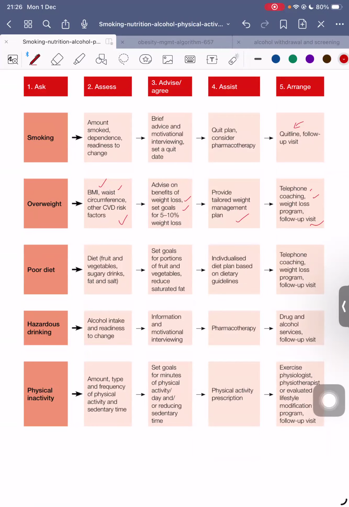So, poor diet. Here, how should we assess? Diet: we can ask how the patient is eating, about fruits, vegetables, sugary drinks, fat and salt, the amount and how often they are taking them. For advice, set goals like proportions of fruits and vegetables, and reduce saturated fat. Assist with an individualized diet plan, according to their risk factors and behavior. And arrange the same things.